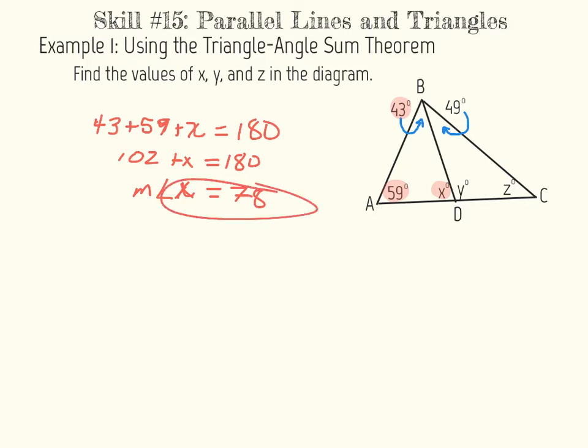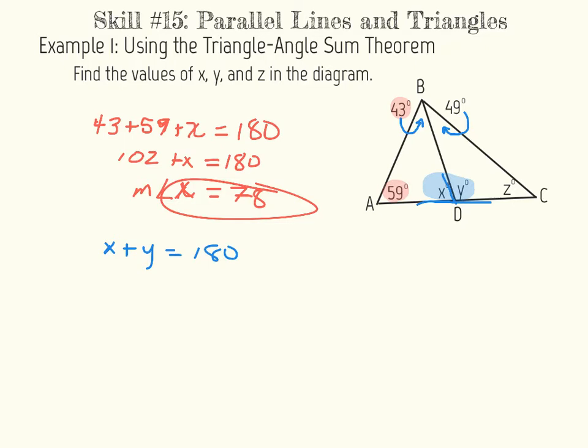Now I want to find my y. So what I'm going to actually look at on this one is right here. I have x degrees and y degrees, and that is forming a linear pair right here. We have this linear pair, and we know by our linear pair postulate that if we add those two together, we get 180. So x plus y equals 180 degrees.